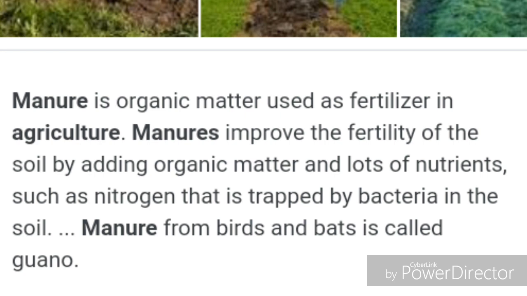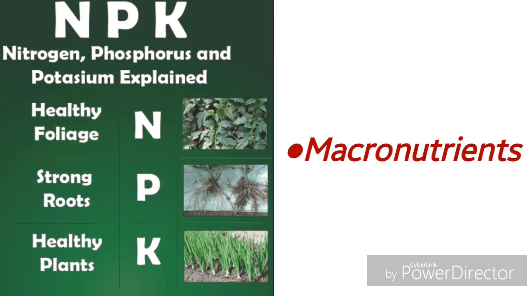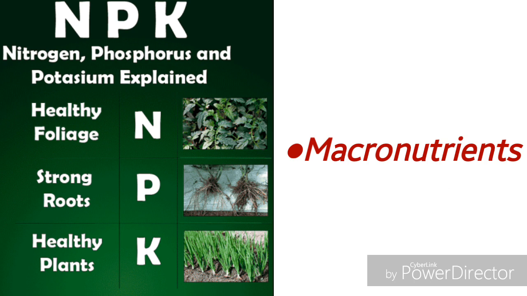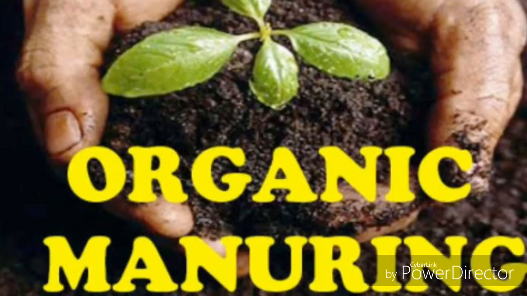Manure is organic matter used as fertilizer in agriculture. Manures improve the fertility of the soil by adding organic matter and lots of nutrients such as nitrogen that is trapped by bacteria in the soil. Manure from birds and bats is called guano. Nitrogen, phosphorus, and potassium are called macronutrients, which are vital for the growth of plants. Organic manuring improves soil fertility and also maintains the soil health.